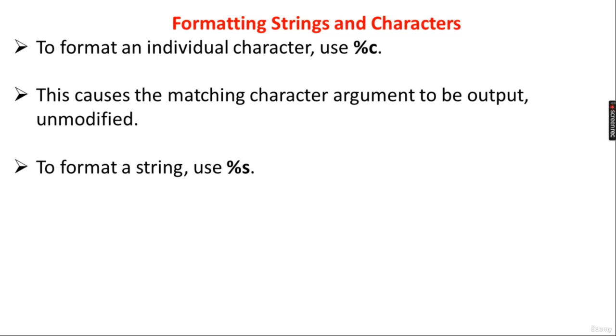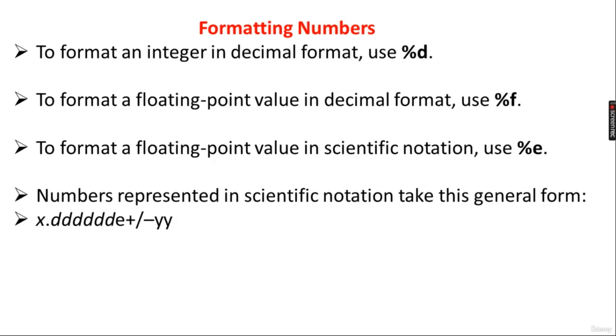Formatting strings and characters. To format an individual character, use %c. This causes the matching character argument to be output unmodified. So whatever character you specify as a variable length argument, the matching character argument is output unmodified. To format a string, use %s. Formatting numbers: to format an integer in decimal format, use %d. To format a floating point value in decimal format, use %f, same as in the C programming language.